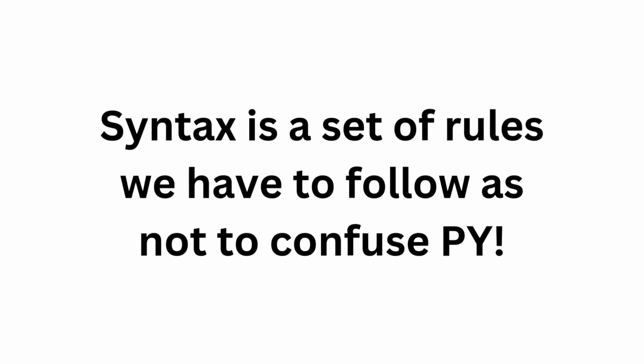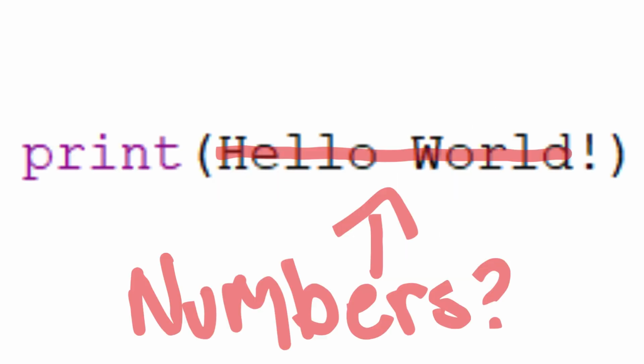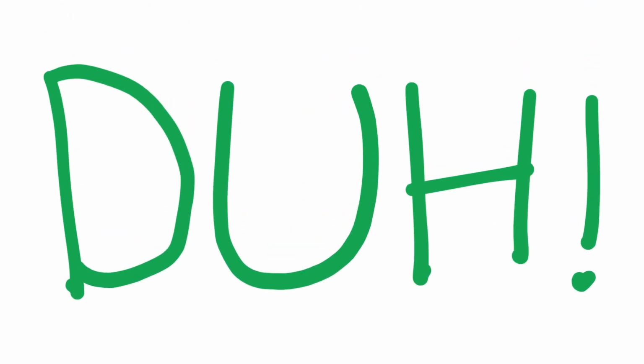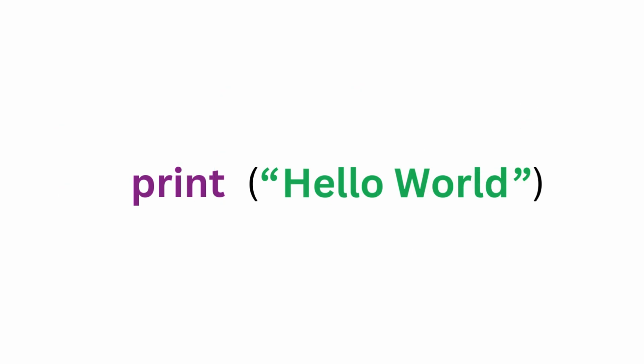Now, what if I said print without the quotation marks? What would happen? Well, I told PY, hey, I want you to say these numbers. That's technically what this says. Print these numbers, because there's no quotation marks. So PY would be like, oh my god, you're so silly. H isn't a number, so you must not want me to say it. Duh. Well, not really. And that's why we have to make sure that we include those quotation marks. And it tells it, hey PY, I want you to say these string of letters, which come out to be hello world.